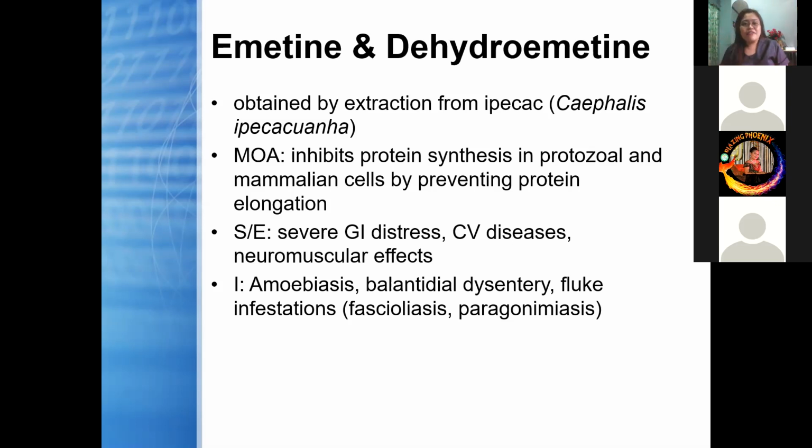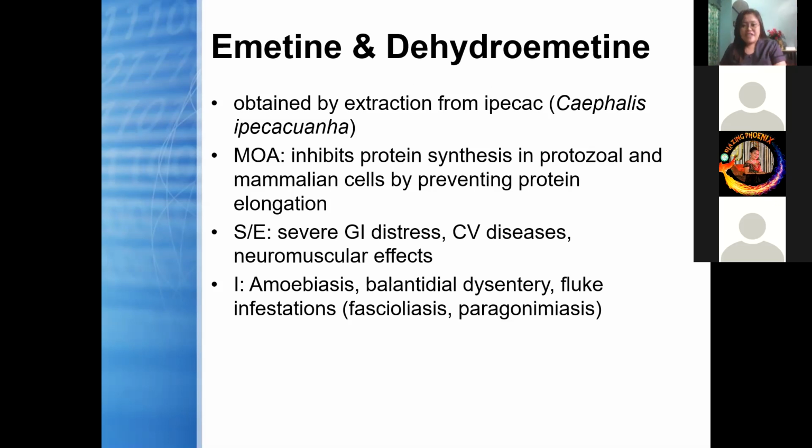So I there refers to its indication. The indication of emetine and dehydroemetine: they can be given for amoebiasis, and they can be given for balantidial dysentery. Balantidial dysentery is caused by Balantidium coli. When you say dysentery, that is when there is blood in your stool. Got it? When there is blood in the stool, we call it dysentery.